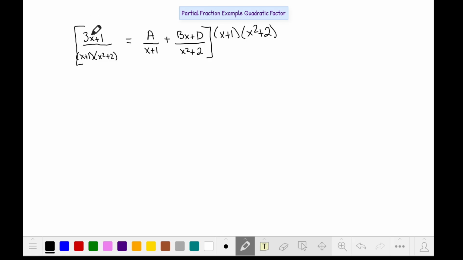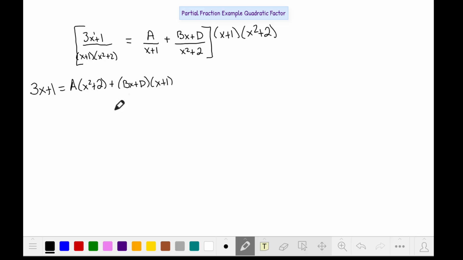Well, the left-hand side is being divided by the entirety of the top, so that means that it cancels out nicely, and we just get 3x plus 1. Now a is being divided by x plus 1, so the x plus 1 is going to cancel out the x plus 1, and we're left with a times x squared plus 2. And then finally, the bx plus d is being divided by x squared plus 2, so that's going to cancel out, and we're going to be left with bx plus d multiplied by x plus 1.